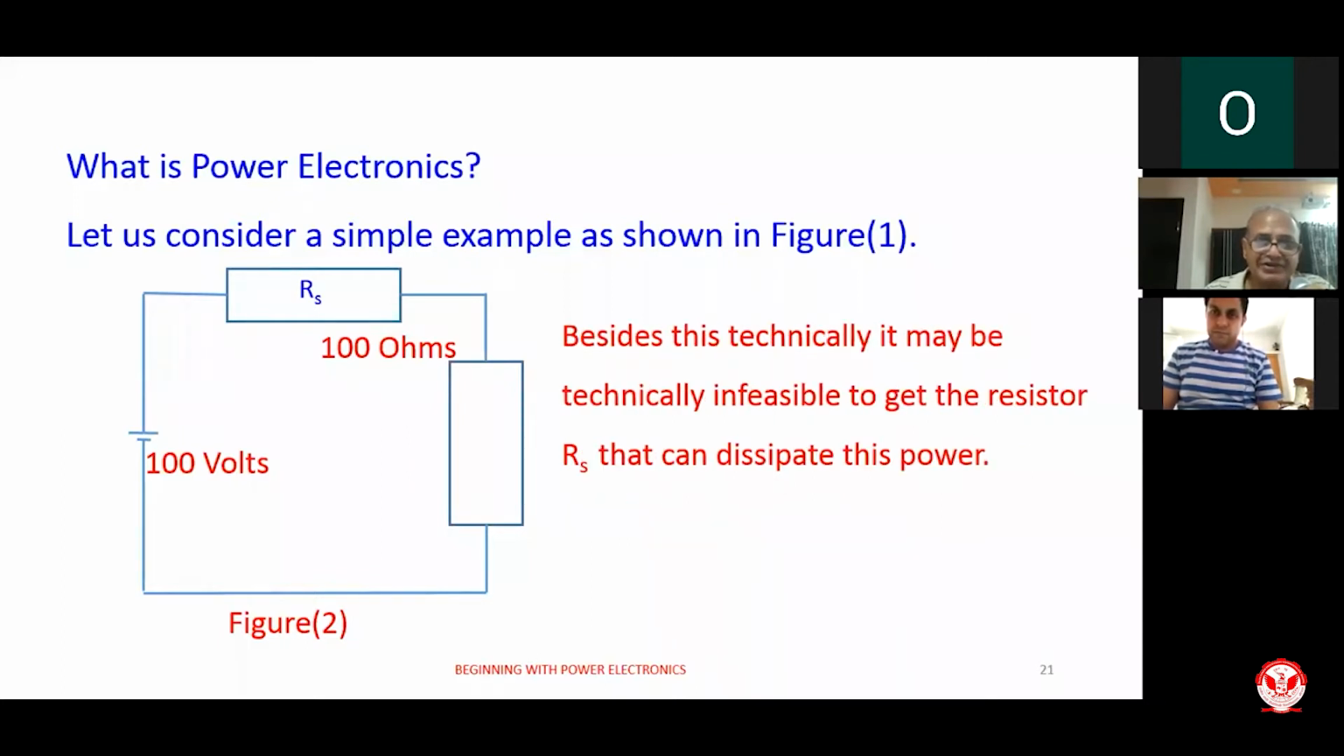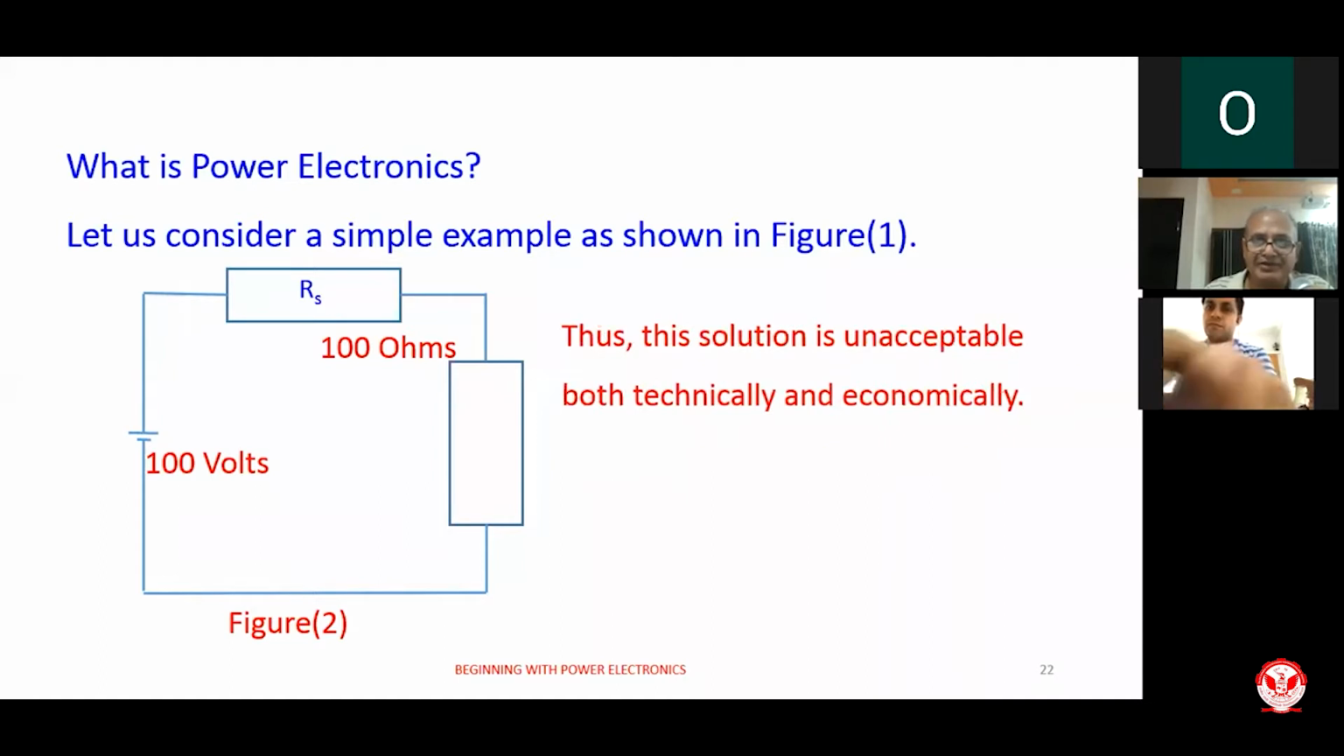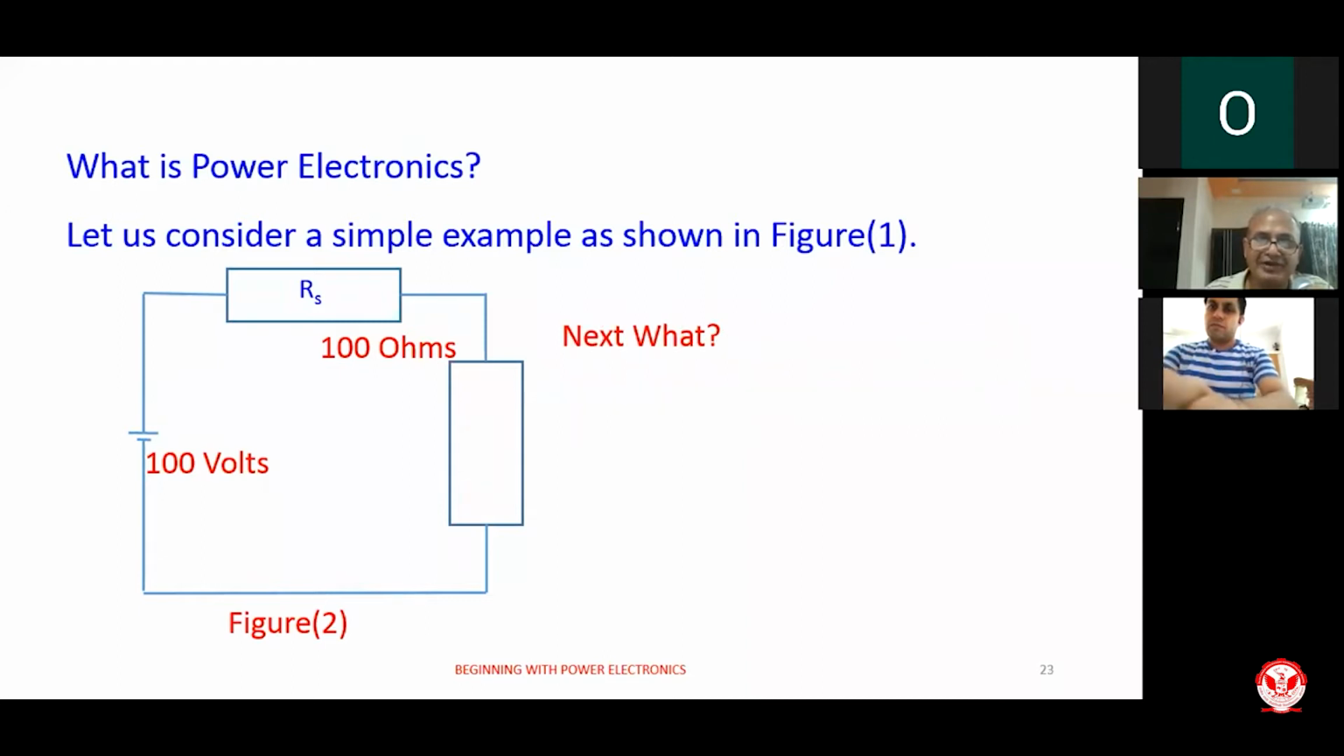Besides this, there is a technical problem also. Suppose rather than just a 100 watts load, I have a 100 kilowatt load, and then my efficiency of using the source is 30%. I have to find a resistor which can continuously dissipate a power of 30 watts. And even at higher power levels, I may not get the resistance RS which can dissipate this power. Thus, the solution is unacceptable both technically as well as economically. Now, what to do? What next?